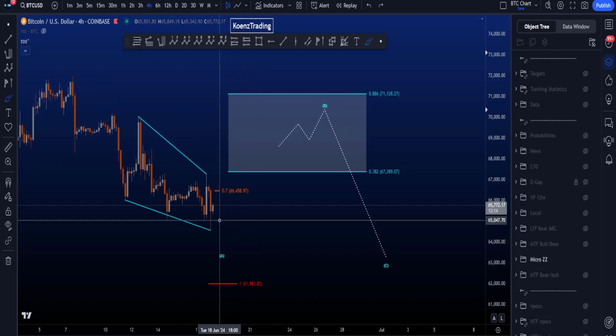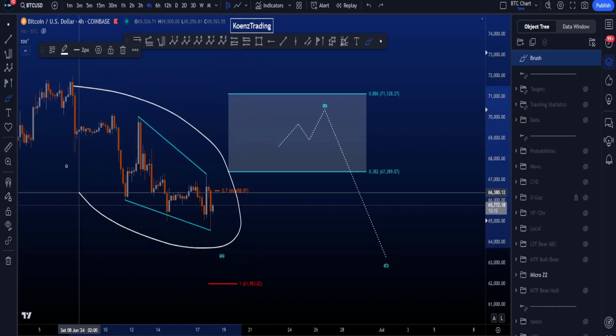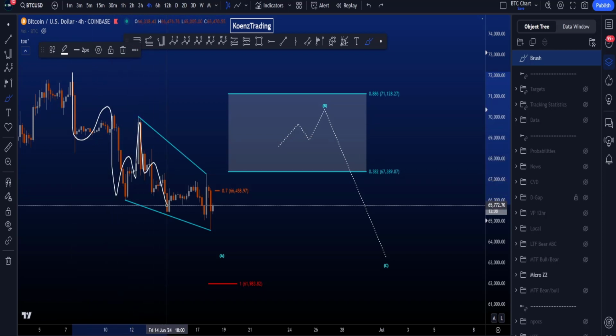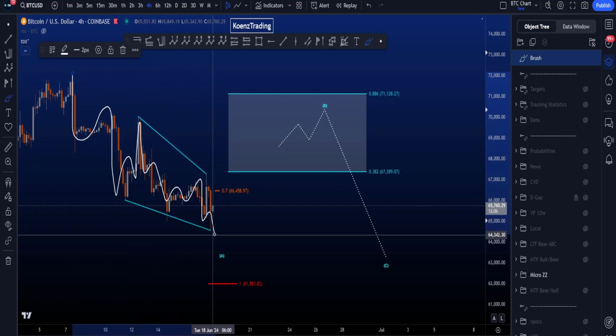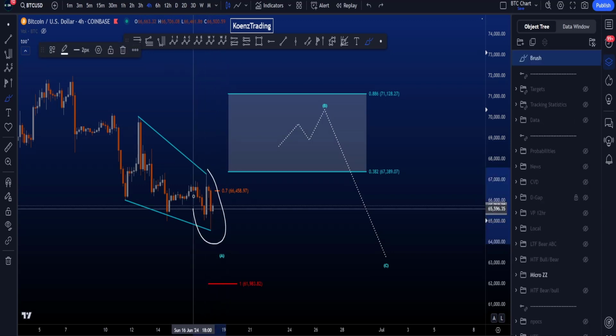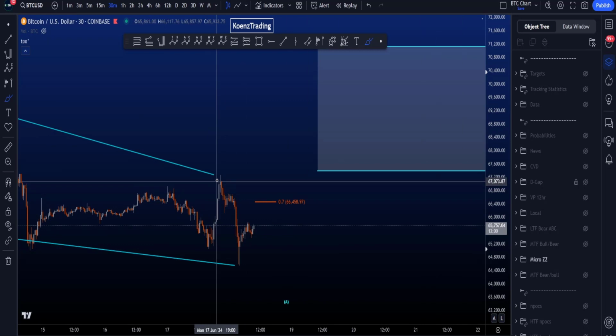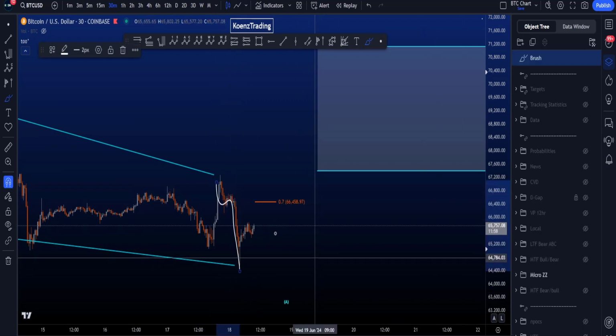Inside wave A, we have a leading diagonal where all of the waves are 3-wave structures. So we have a 3-wave 1, 2, 3, 4, and then eventually a wave 5. Now this wave 5 here could be finished on the lower time frame. We clearly have a 3-wave structure to the downside.